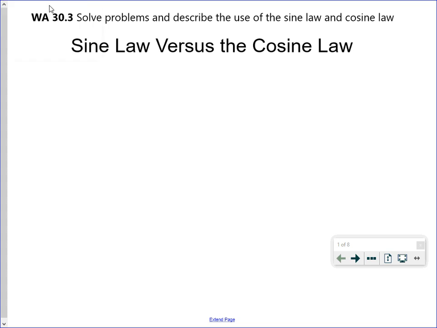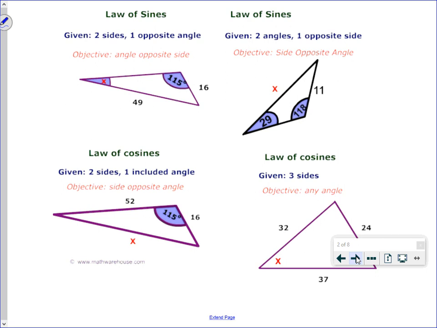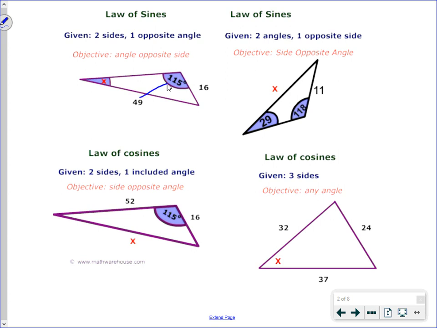In this lesson, we're going to use the sine and cosine law and figure out when to use each one. So for the sine law, if we have a triangle that has two sides and one angle that is opposite to one of these sides, then we can use the sine law. We have to know an angle and the opposite side.